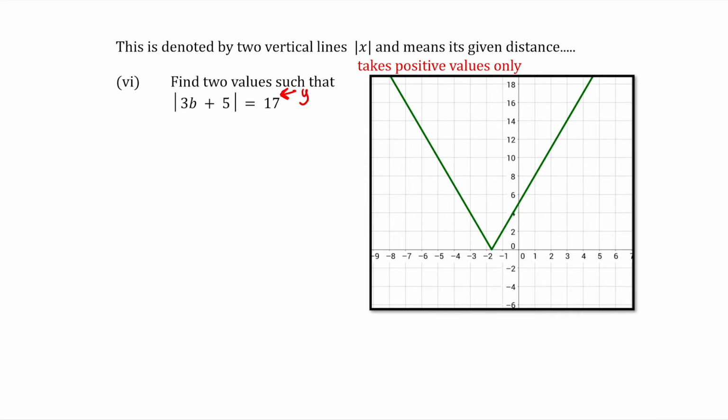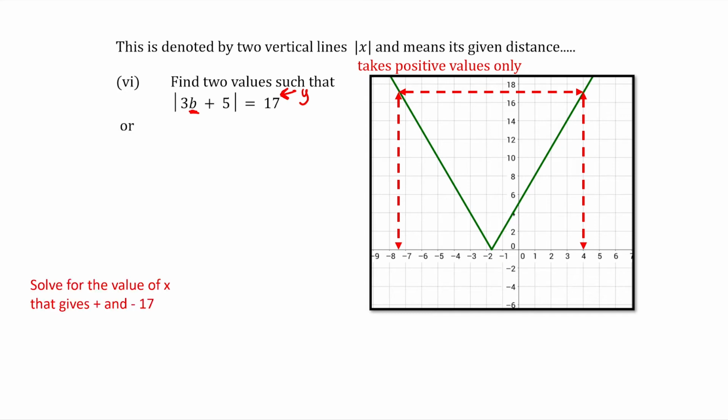So here is the graph of my function, using my calculator to get my values or substituting in my values for x. I want to see what is the value of b or x when y is equal to 17. So we draw a horizontal line at 17 and then we read down to find our two values of x. The other way to solve for this is to solve algebraically.